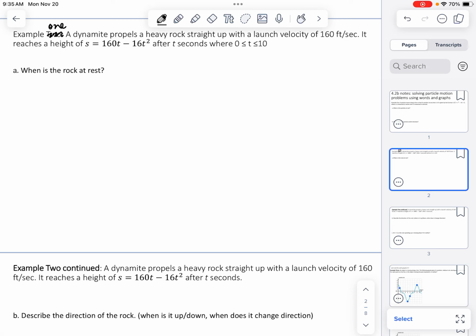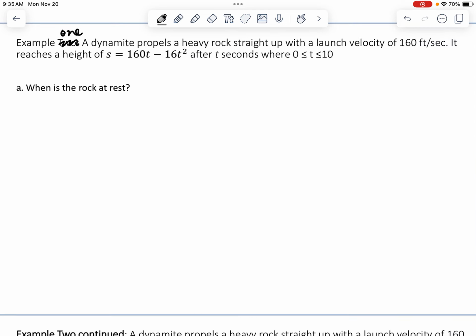Welcome to the 4.2b notes. These notes are on solving particle motion problems, but we're going to use words and graphs this time.